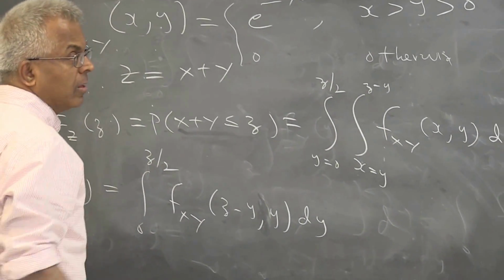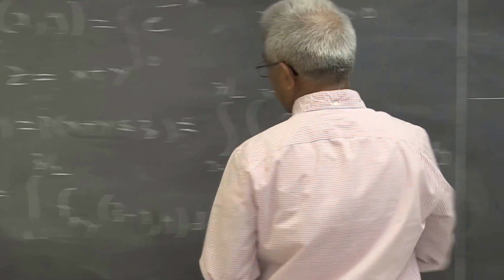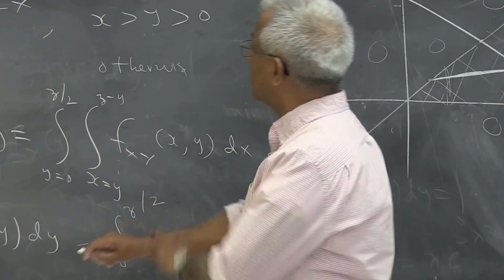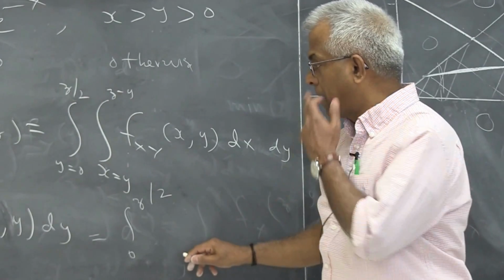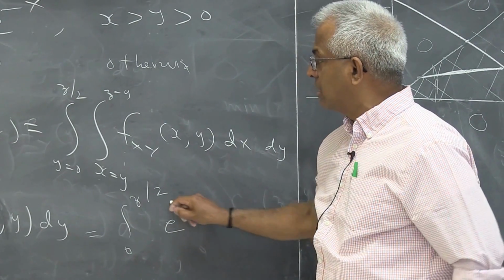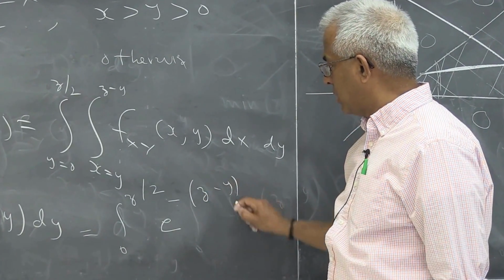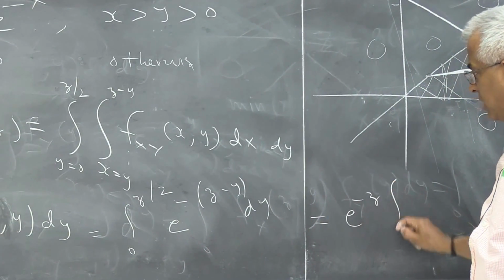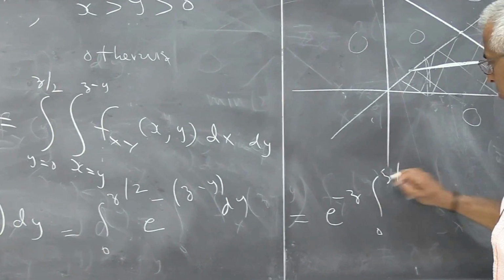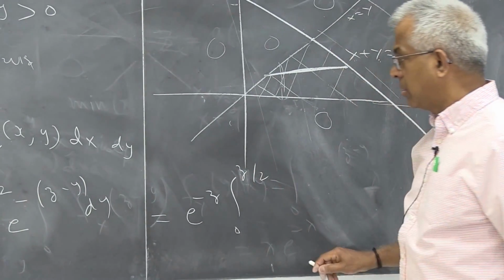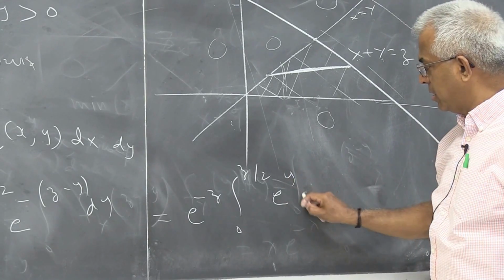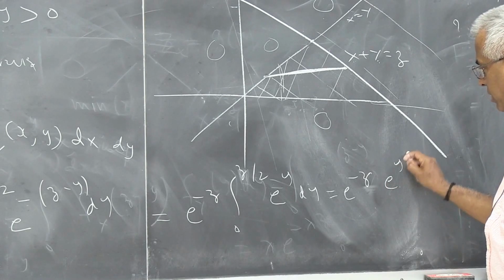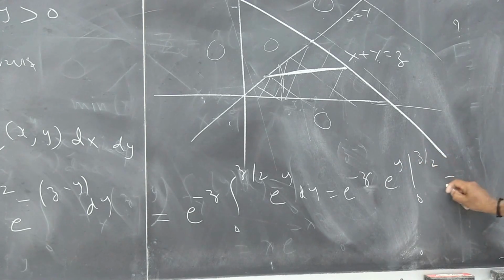So let's complete this problem. The density function is given to be 0 to z by 2, f of x y is this. So I replace x by z minus y dy. So the answer is e raised to minus z, integral 0 to z by 2, e raised to y dy. So this is e raised to minus z, e raised to y from 0 to z by 2.